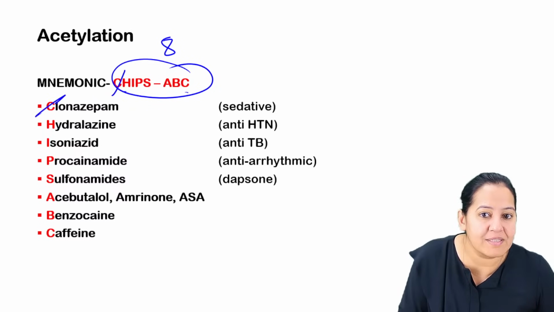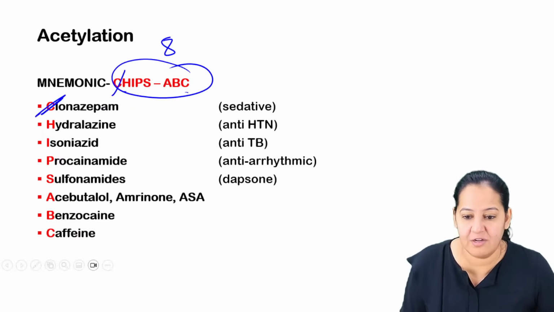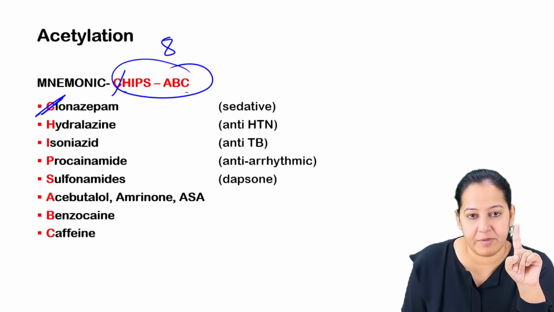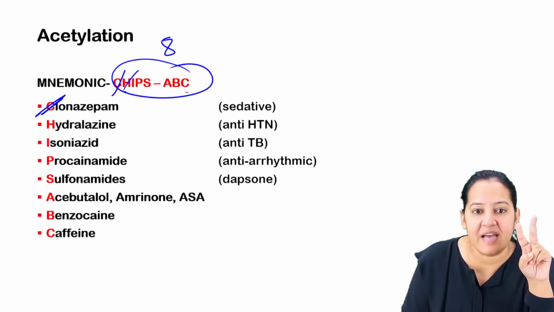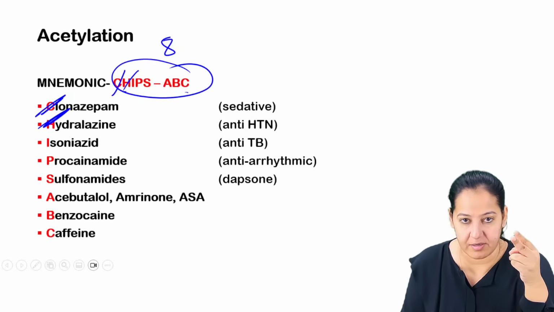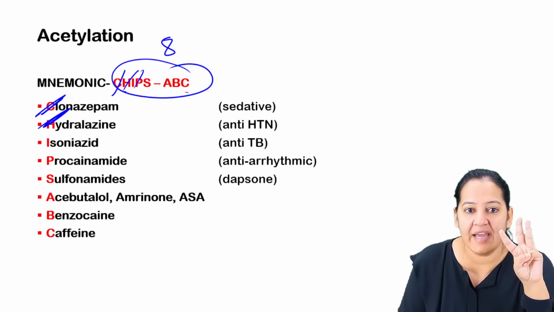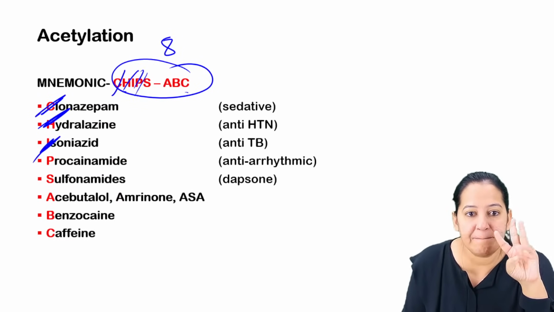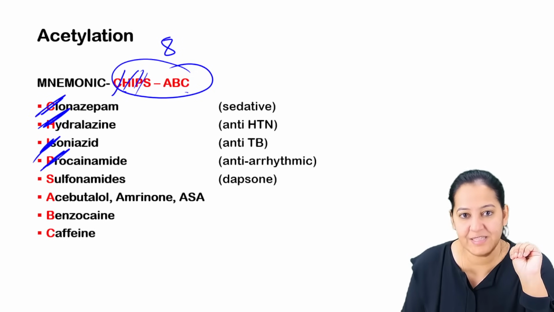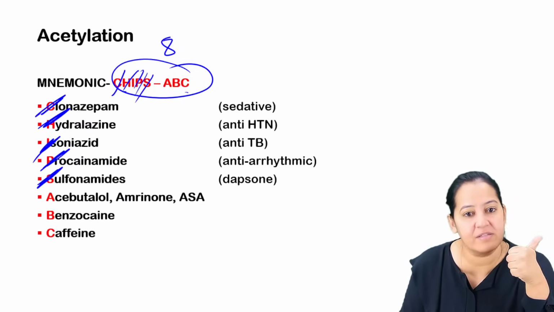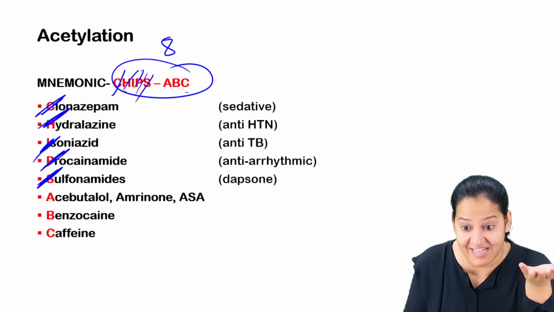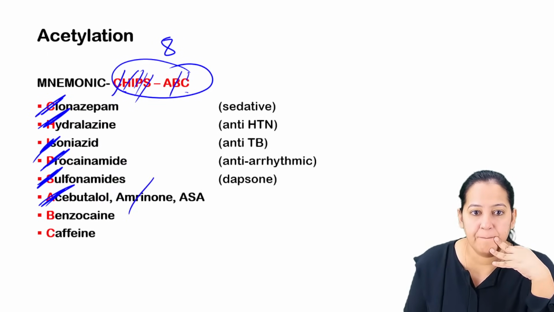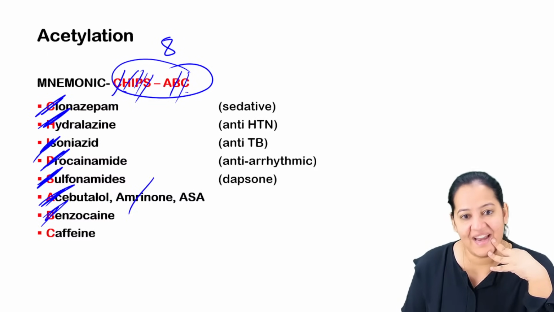C stands for clonazepam. It is a sedative. We take the drug to sleep. Some people have sleeping problems, so we give clonazepam. H is hydralazine. It's an antihypertensive drug. We give it in hypertensive patients. I is isoniazid. It's an anti-tuberculous drug. We give it in TB. P is procainamide. S is sulfonamide, one of the sulfonamides. It's an antibiotic. A is acebutolol or amiodarone. B is benzocaine. And C is caffeine.